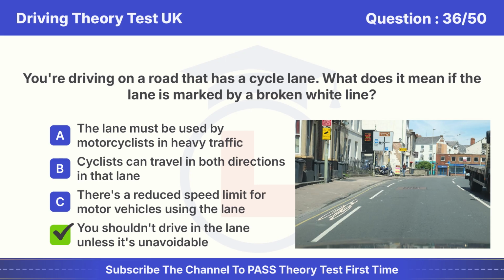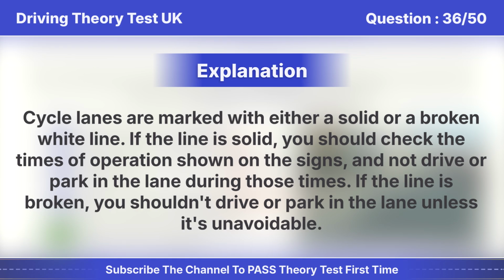Answer is D. You shouldn't drive in the lane unless it's unavoidable. Cycle lanes are marked with either a solid or a broken white line. If the line is solid, you should check the times of operation shown on the signs, and not drive or park in the lane during those times. If the line is broken, you shouldn't drive or park in the lane unless it's unavoidable.